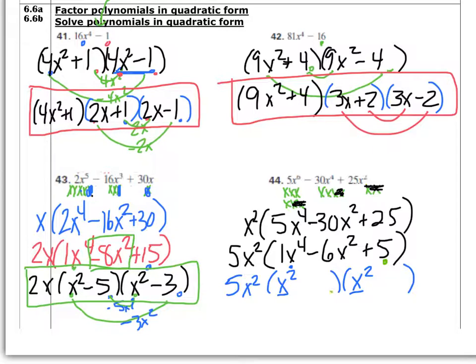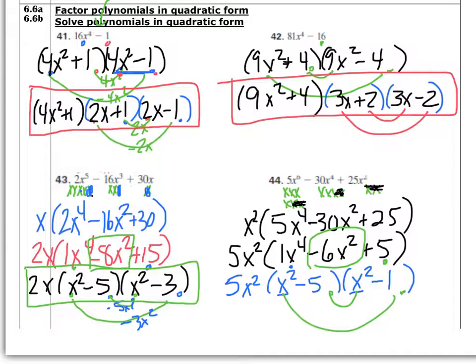Factors of 5 are going to go here and here, such that when we multiply these 2 terms together, it adds to negative 6x squared. So what 2 multiples multiply to a positive 5, yet add to a negative 6? That'd be a negative 5 and a negative 1. So let's do negative 5 and minus 1.